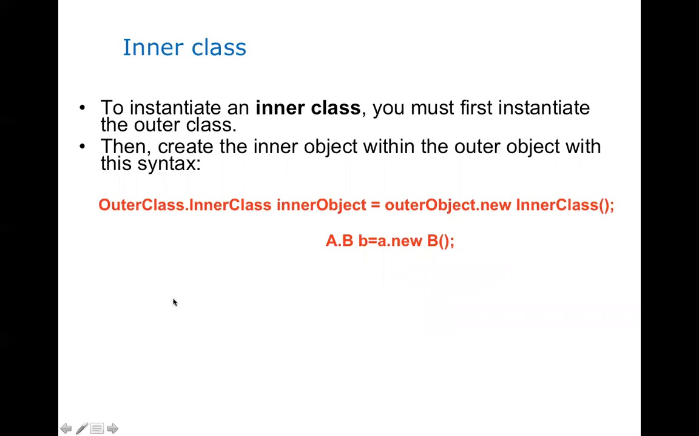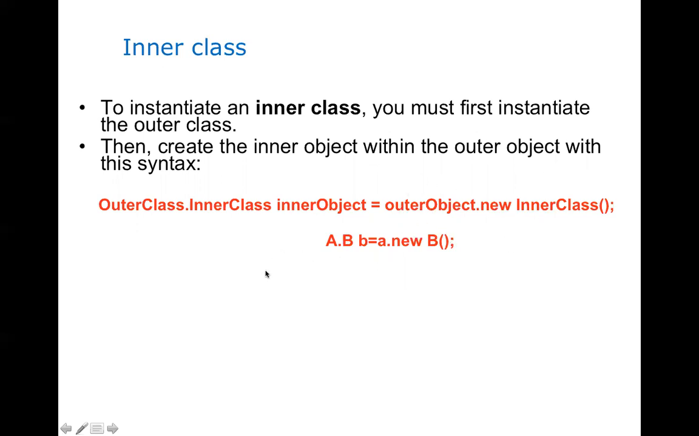So what is the syntax for creation of that? Outer class dot inner object. So this is the syntax for creating an inner object. How to refer to the inner object? OuterClass.InnerClass someInnerObject = outerObject.new InnerClass(). The new is an operator, InnerClass is a constructor, right? So the new inner class object exists within the outer object.